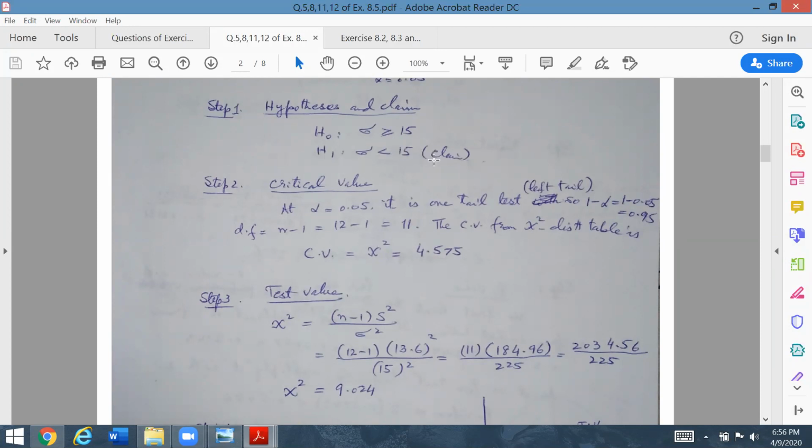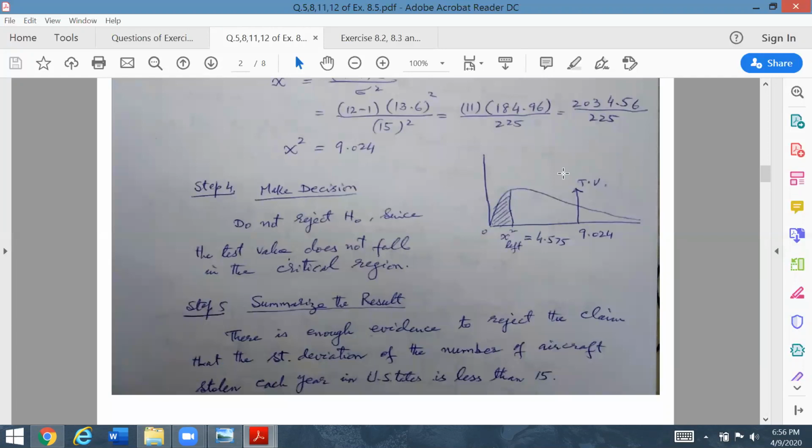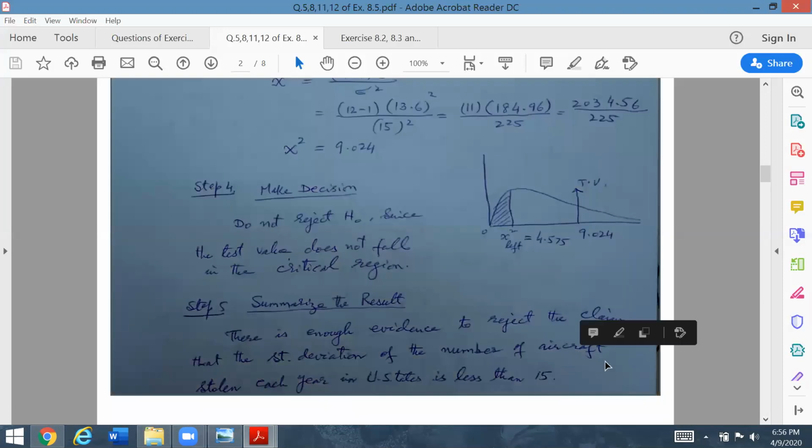So what will be the first half of your sentence? There is sufficient evidence to reject the claim, and then you write the language from the book. There is enough evidence to reject the claim that the standard deviation of the number of aircraft stolen each year in the United States is less than 15. We have rejected this. This whole statement after "that" is what we have rejected. Yes, I know it is getting easy.